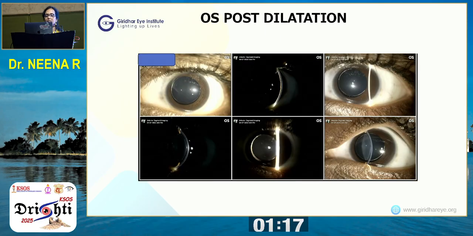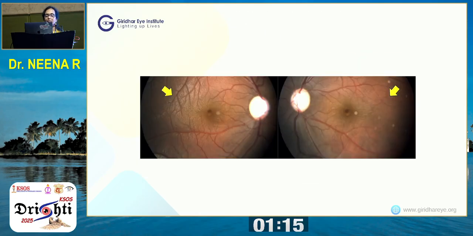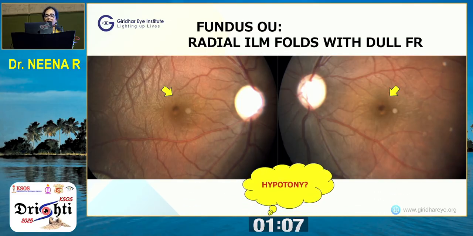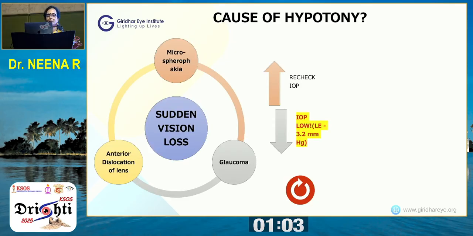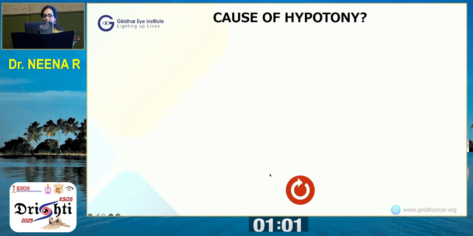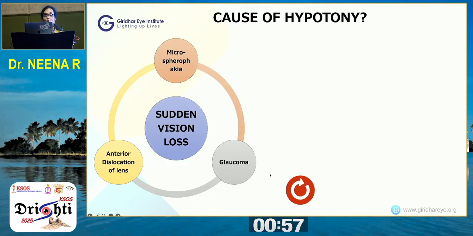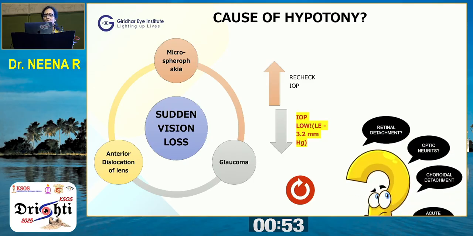So what's the cause of the defective vision? That's when we saw the fundus. If you can notice, there are fine ILM folds in the macula in the left eye, suggestive of a maculopathy. That's when I thought, is he having maculopathy? I first thought it was due to inflammation, and rechecked the IOP, which came out as 3.2. So it was hypotonic maculopathy.